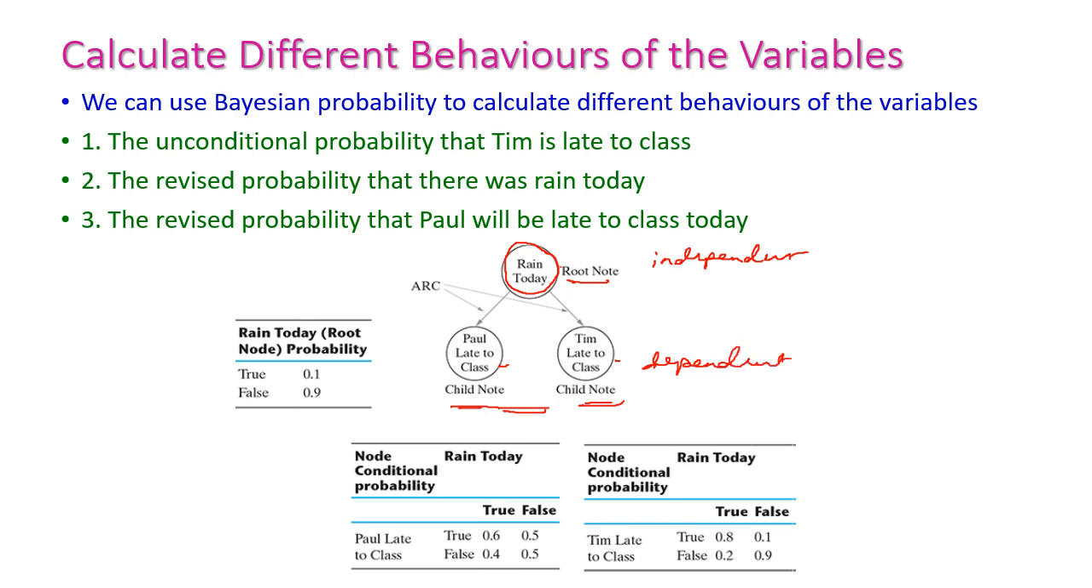These two are dependent on the root node, that is rain today. If rain today, then Paul is late to class. If rain today, then Tim is late to class. This is what we can understand from this diagram.